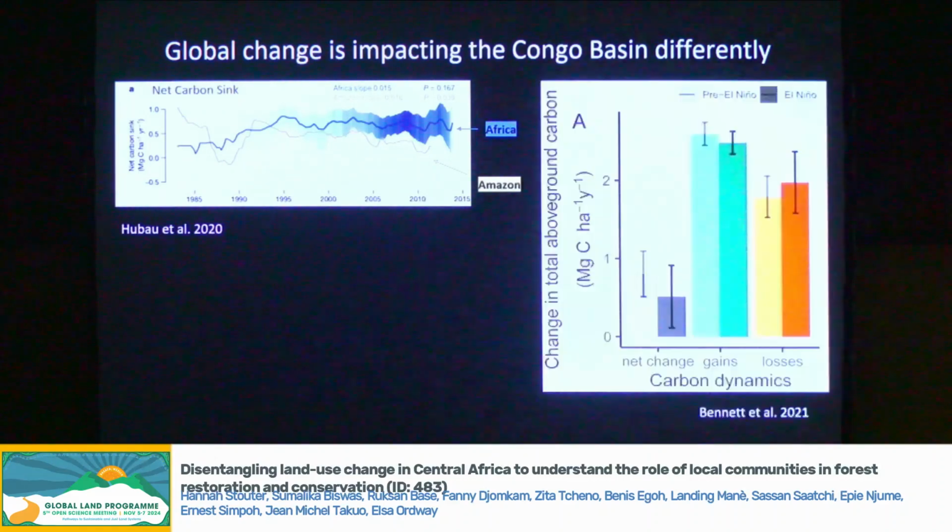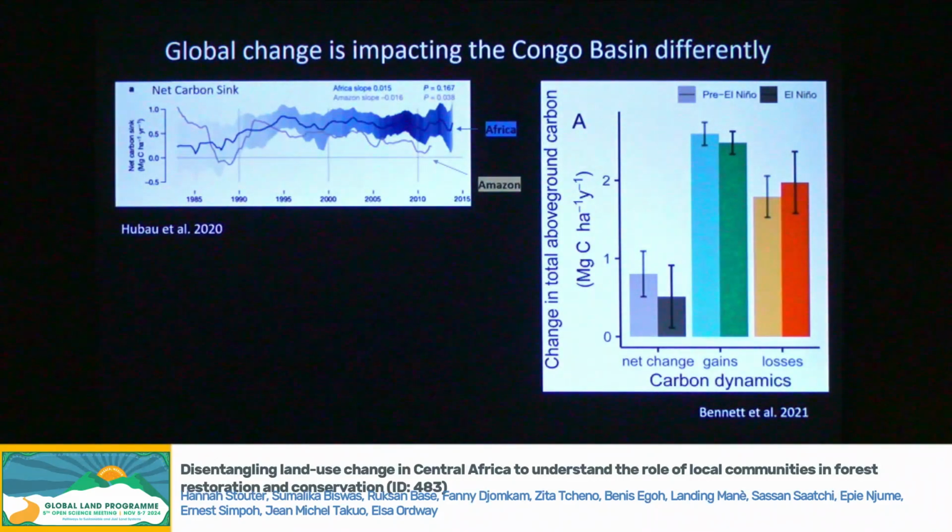And when we look at forest plot data on the impact of the 2015-2016 El Nino on aboveground biomass, what we see is that despite increased temperature and decreased precipitation, we're not actually seeing changes in the aboveground biomass during this climatic anomaly, which caused the authors of this paper to conclude that there might be some kind of resistance of African tropical forests to global change.